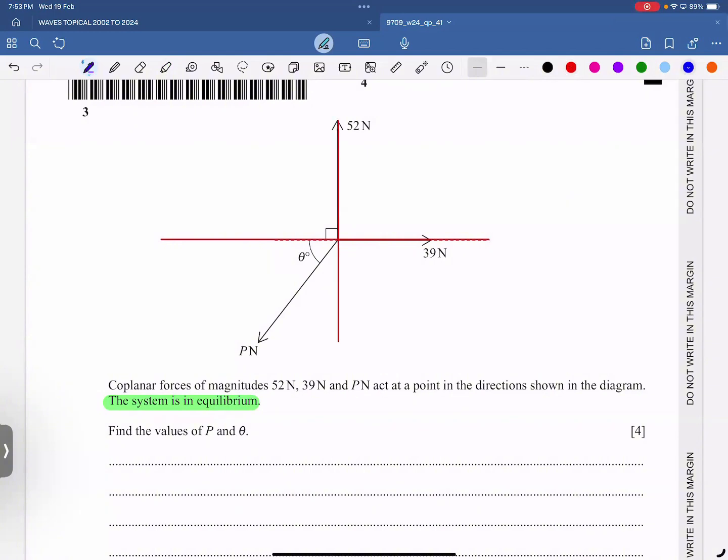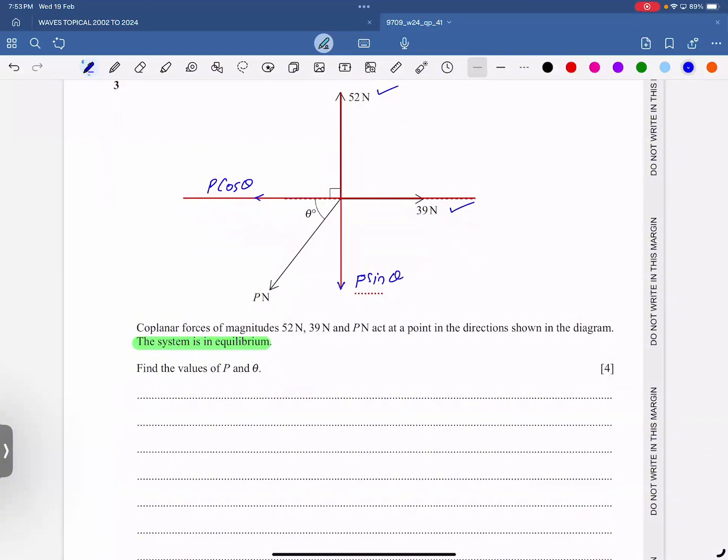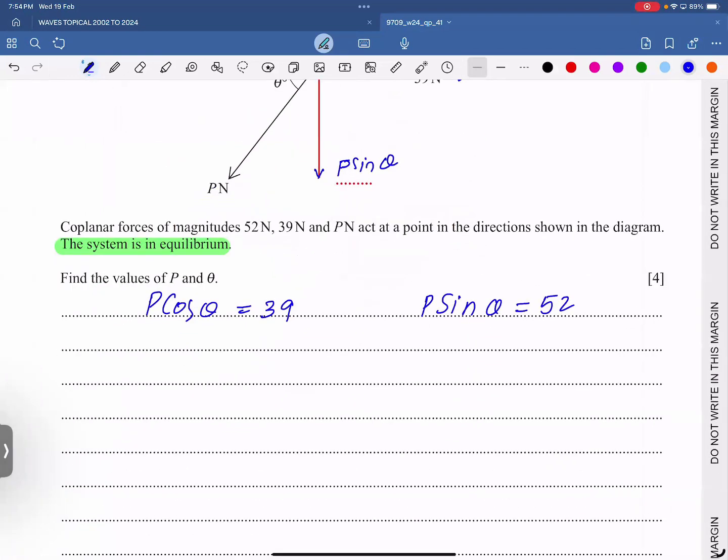So dear students, the 39, no need to resolve, already on the x-axis. 52, no need to resolve, it is already on the y-axis. So this will be P cosine theta to the left side. This will be P sine theta to the right side. So when you equate them, my dear, the left is equal to right. P cosine theta is 39 and P sine theta down is equal to up, which is 52. Whenever you have sine and cosine, you need to divide them to get tan. So P sine theta divided by P cosine theta, it is 52 over 39.